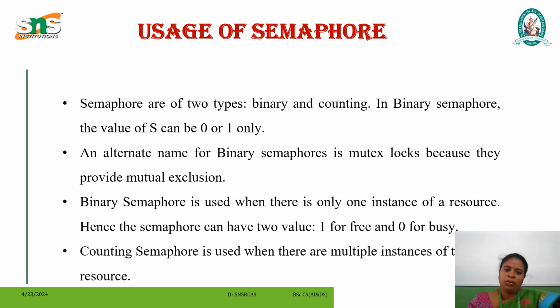A counting semaphore is used when there are multiple instances of the same resource. For example, there are 5 printers. This means there are 5 instances of the resource, so 5 processes can simultaneously print. So the initial value of the semaphore variable should be 5, that is equal to the number of instances available.